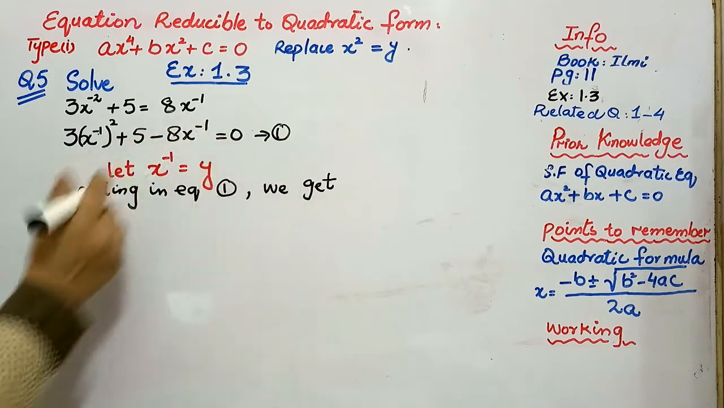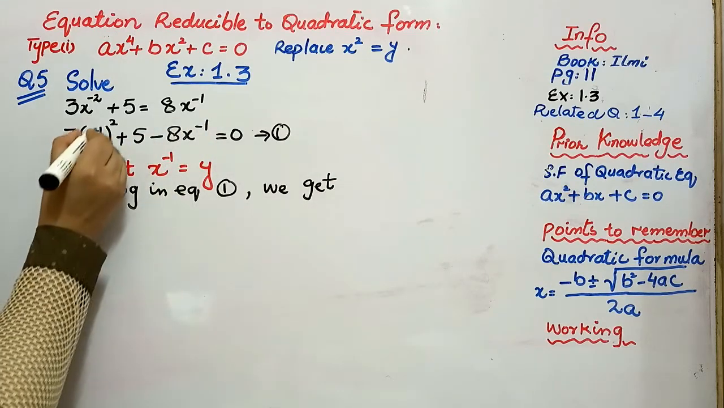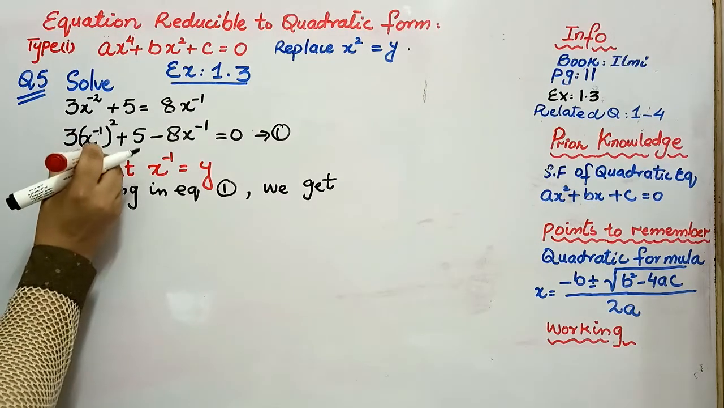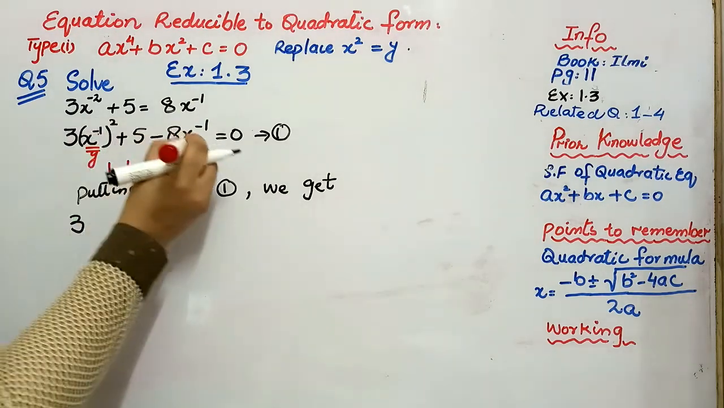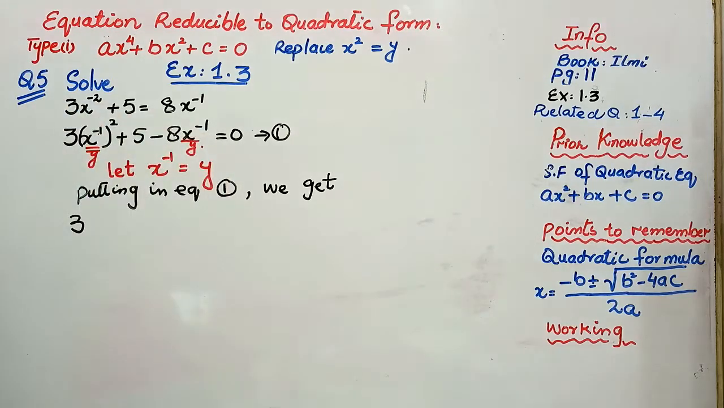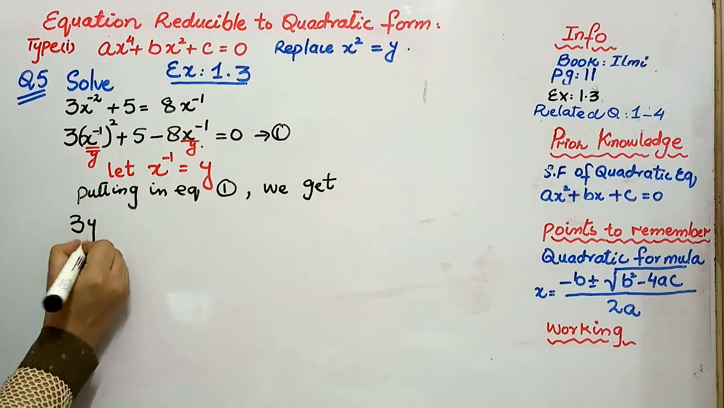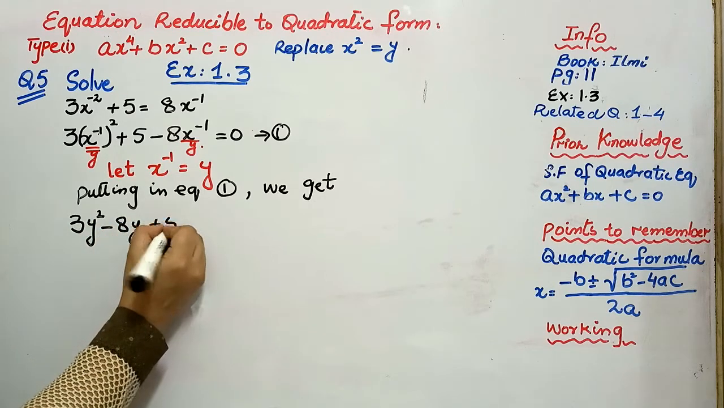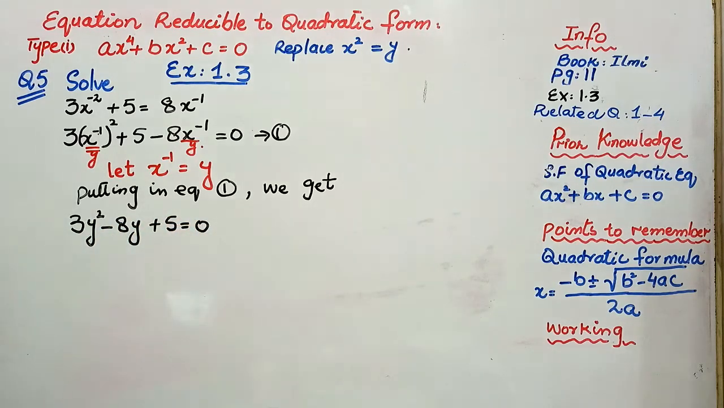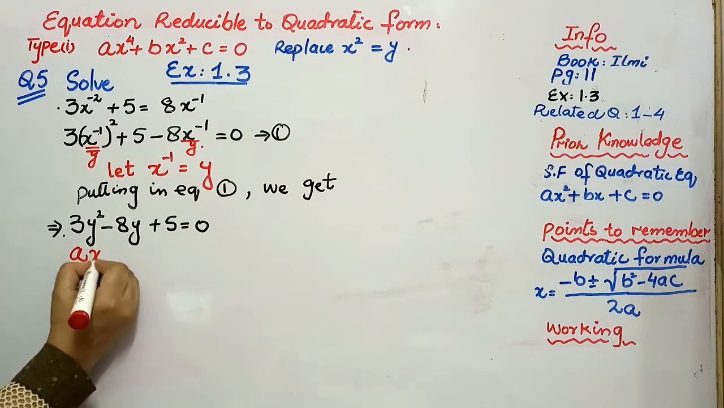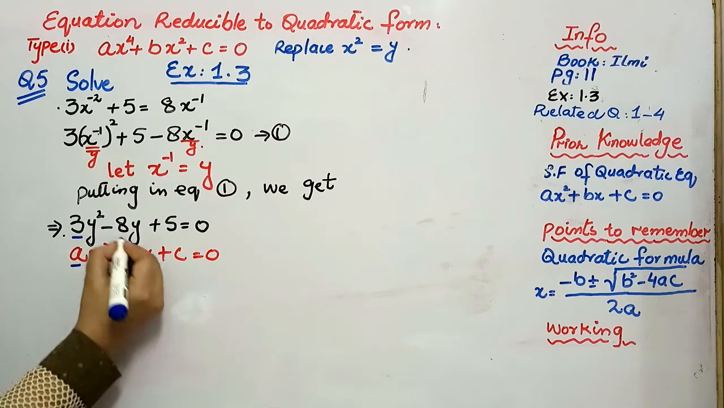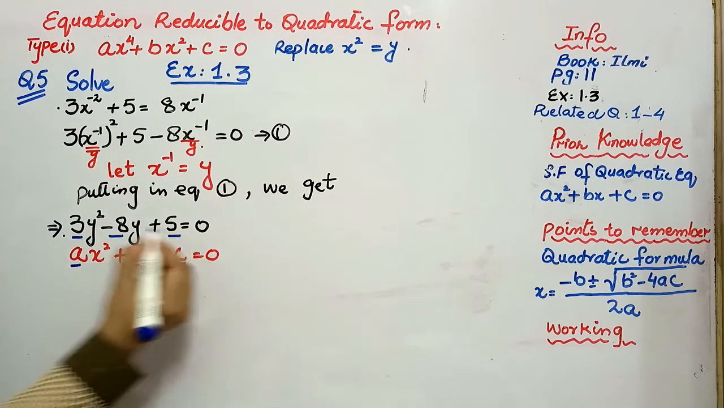Putting in equation 1, we get 3. This one is equal to y, and this one is also equal to y. So replace it as y. So it will be 3y square minus 8y plus 5 is equal to 0 here. If I write the standard form of the quadratic equation with this equation, a is equal to 3, b is equal to minus 8 and c is equal to 5.